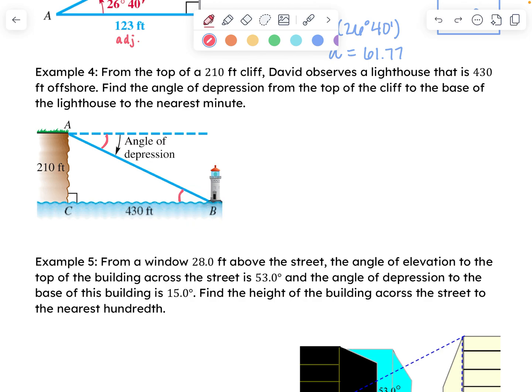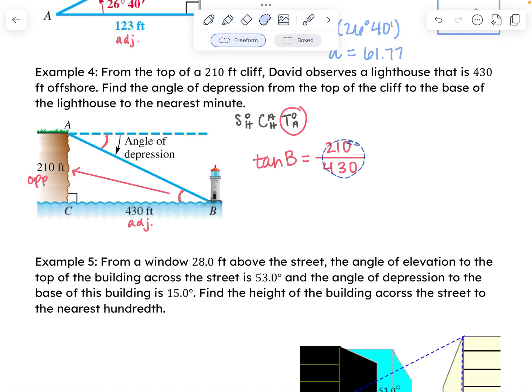I have this side over here, which is the opposite side. I have this side down here, which is the adjacent side. So once again, when I'm looking at my SOHCAHTOA, I want to look at what has opposite and adjacent in it, which is TOA, tangent, opposite and adjacent. I'm trying to find the angle, so I'm going to say the tangent of B is equal to, and then I'm going to set up that fraction. My opposite is the 210, and my adjacent is the 430.